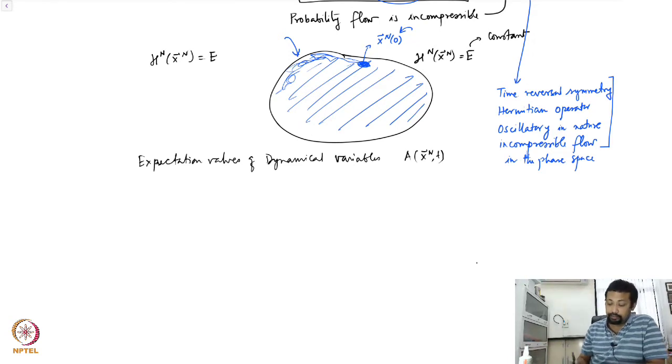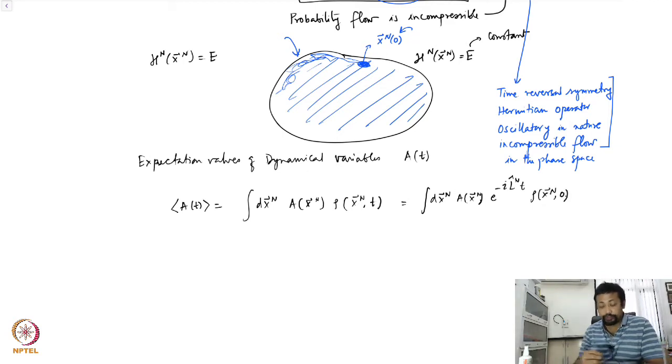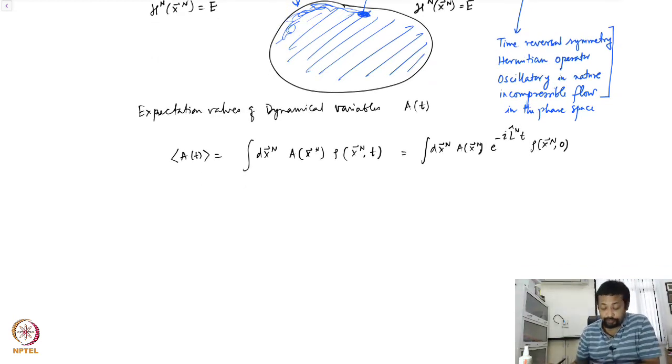Well, not xn. We are typically going to be interested in dynamical variables A of t, right? Then the average of A of t is defined as the integral d of xn, this is the measure, A of xn rho of xn comma t, right, which is going to be the integral d of xn A of xn e to the power minus i L t rho of xn of 0. So this is kind of the Schrodinger picture, where the operator does not carry the time evolution, but it's the probability density which carries the time evolution.